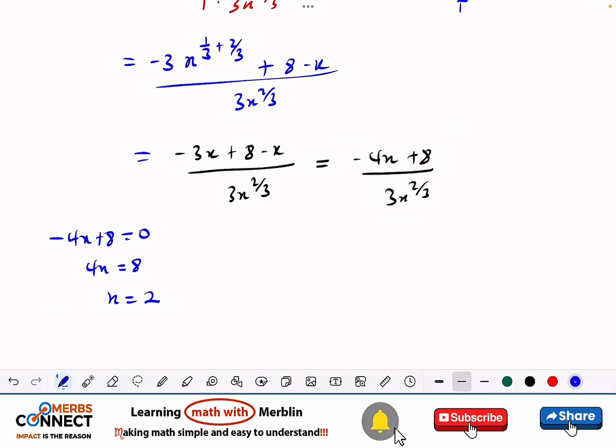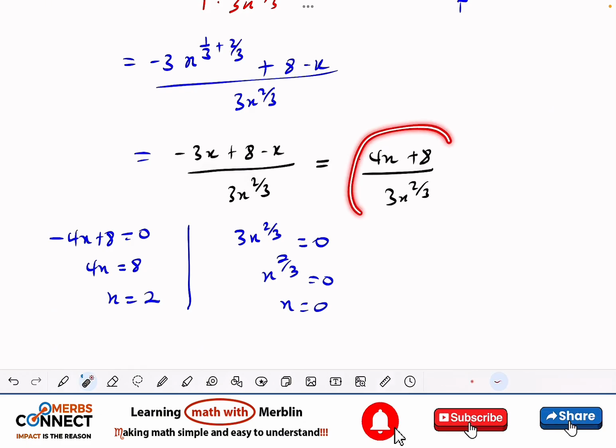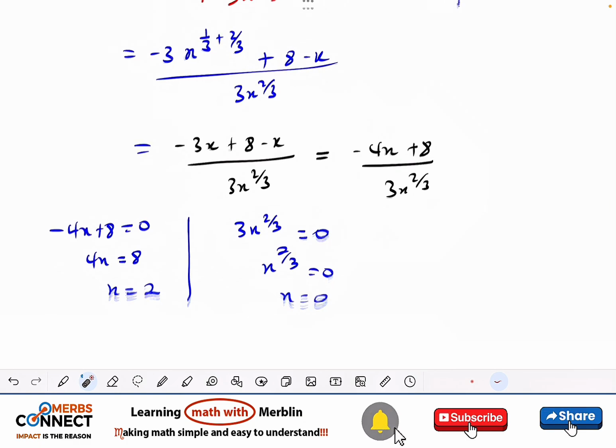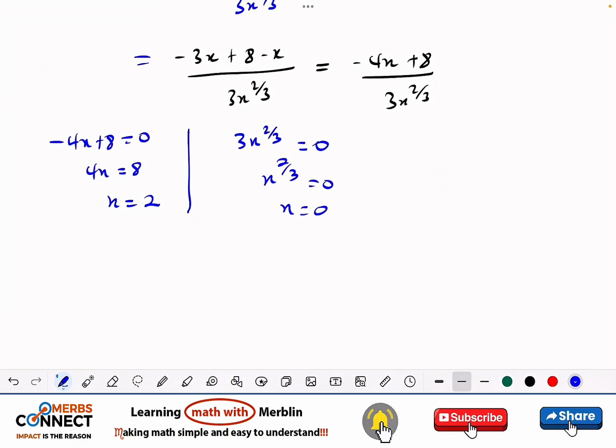Now if I want to think about undefined, then I need to pick 3x^(2/3) and set it to 0. Then when I divide by 3, I'm going to have x^(2/3) equal to 0, and here x will be equal to 0. So when x is equal to 0, this is what? Undefined. So it means that here our critical values are x is equal to 0 and 2.